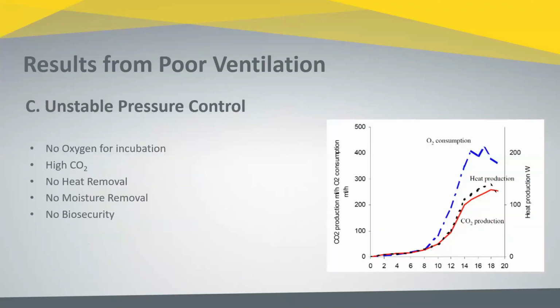When we look at unstable pressure control that we talked extensively about before, if we can't control the pressure, the differential or supply pressure, we obviously see the first thing that adversely affects hatch, which is no oxygen for incubation. That yields high CO2 readings, also reduced heat removal, moisture removal, and then last is no biosecurity. So pressure control is very critical to make up for all of these factors, which is going to affect machine operation.